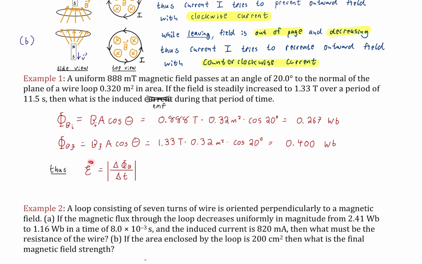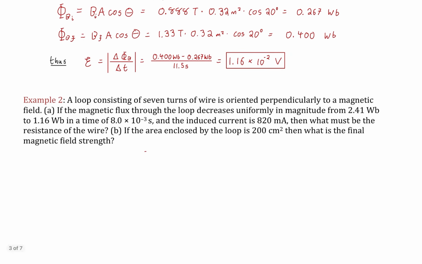So therefore, our induced EMF, according to Faraday's law, and there's only a single loop, is just equal to the absolute value of the change in flux over the change in time, which would just be 0.4 Webers minus 0.26 Webers divided by 11.5. And all I did here to do the absolute value is just put the larger one in front. And so we end up with 1.6 times 10 to the negative 2 volts. That's how much induced EMF there is, measured in volts. Excellent. Okay, let's do another one.